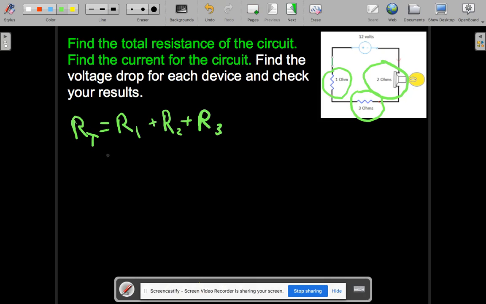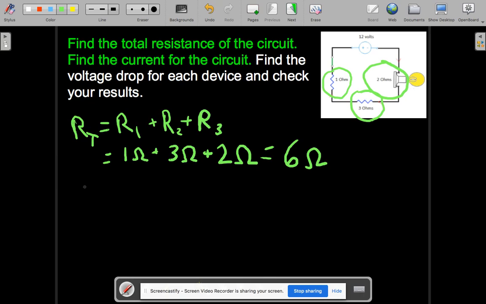So when we add these up, we've got 1 ohm, it doesn't matter what order we put these in, plus 3 ohms plus 2 ohms. We add that up, 1 plus 3 plus 2, and we get a total resistance of 6. So that's our total resistance.